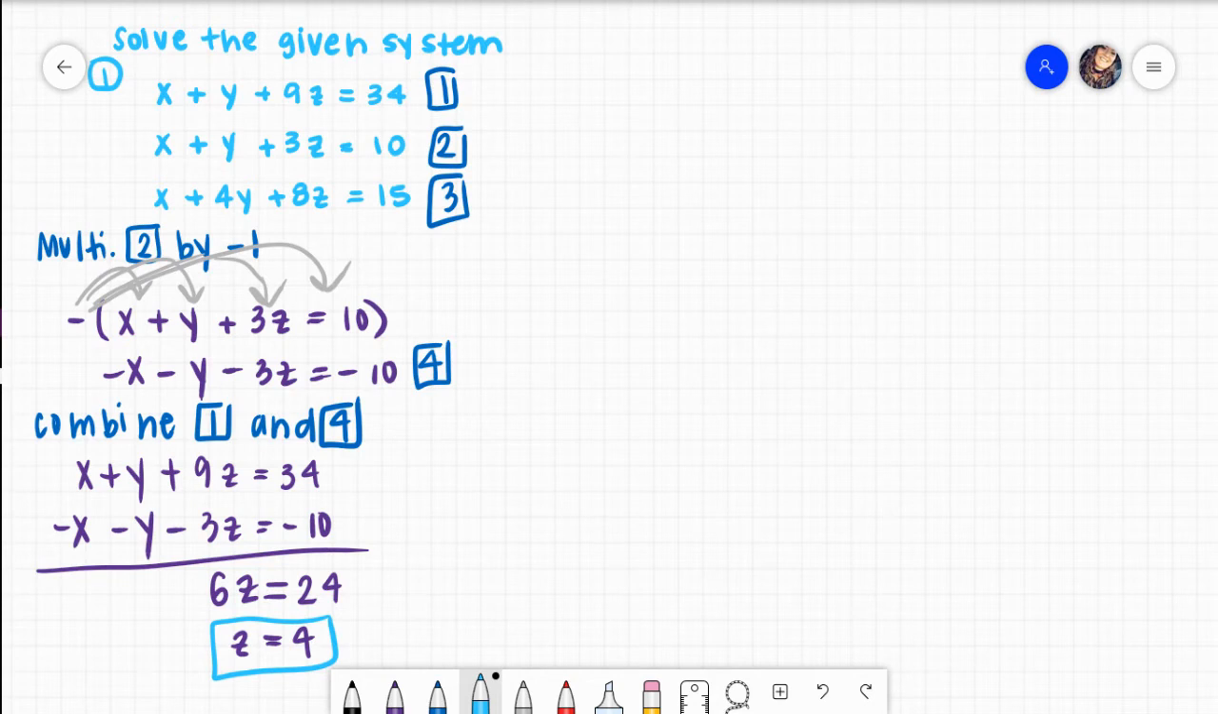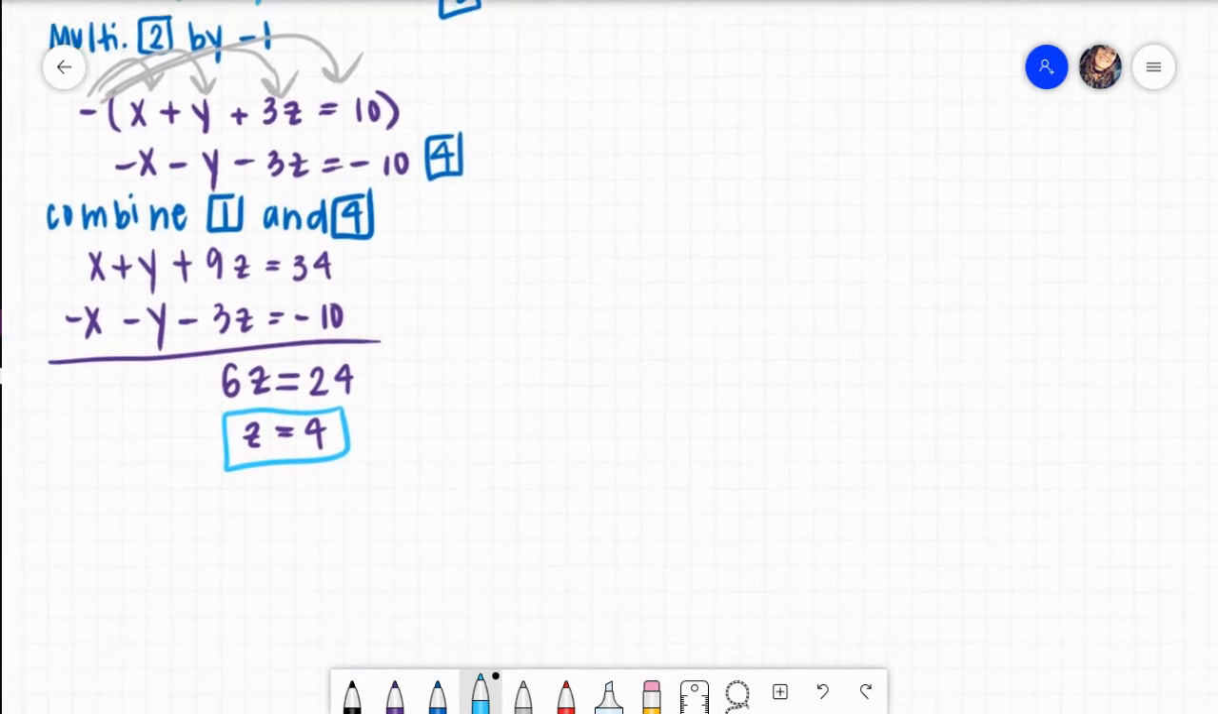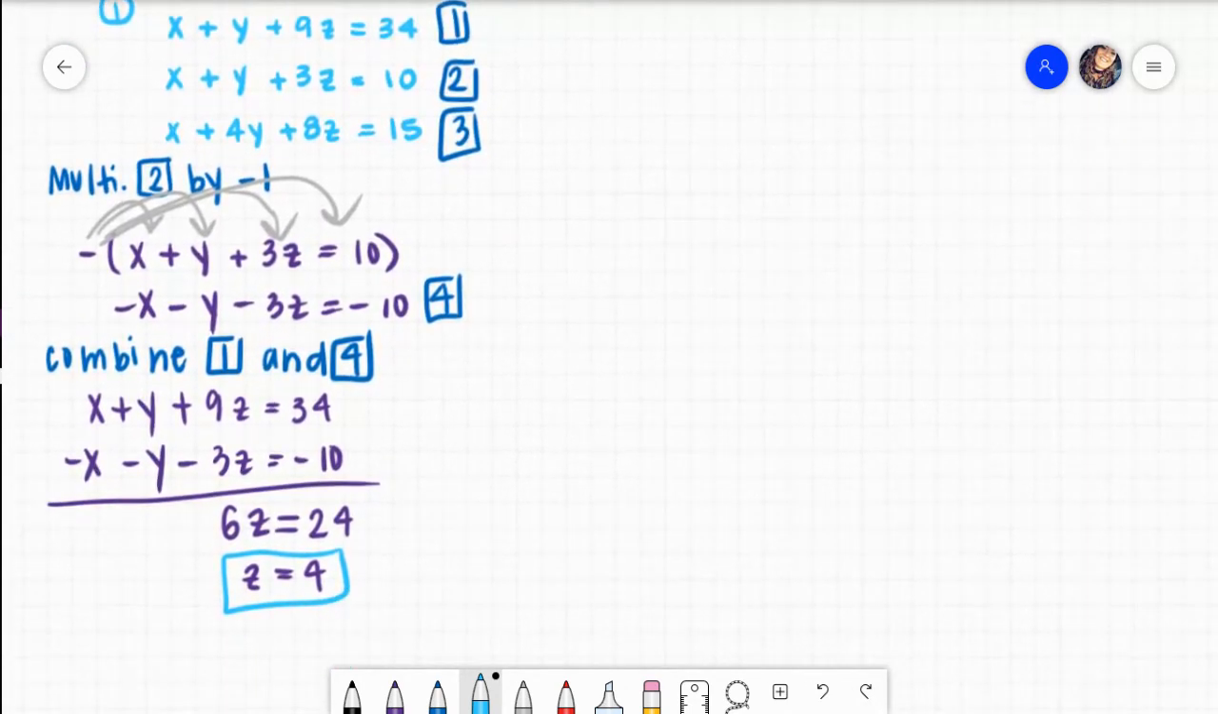I did negative times equation 3, so negative x, negative 4y, and negative 8z combined with equation 1, that's going to cancel my x. But I'm looking at this problem now, and I noticed that if I do this, okay, I would loop back around. Okay, so what I'm going to do, we're going to be going down, but I need to make sure that we can still see our equations.